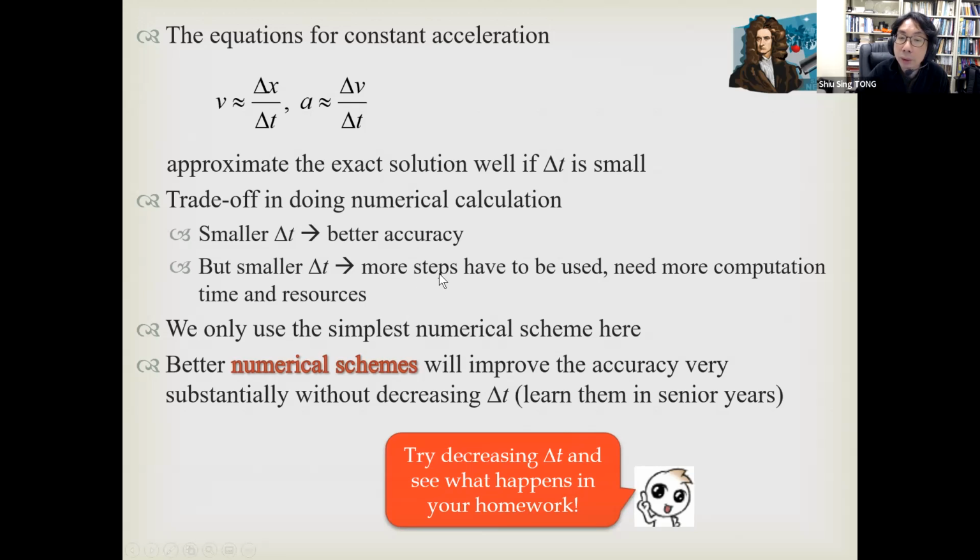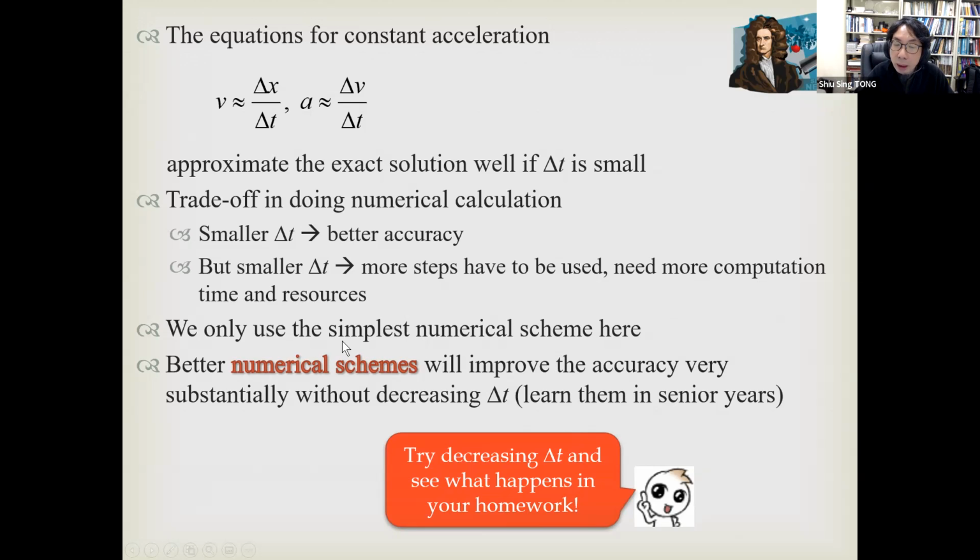If you use a smaller delta t, you always get a more accurate result, but you have to use more steps in your calculation, and that means more computational time and resources. Normally this is not important because we are in an era where computer technology is very advanced. Even a desktop computer will allow you to do the calculation very fast, so this is normally not a problem. But if you have a very complicated equation and you would like to do it for a very long time, and you need very high accuracy, then this would be quite problematic.